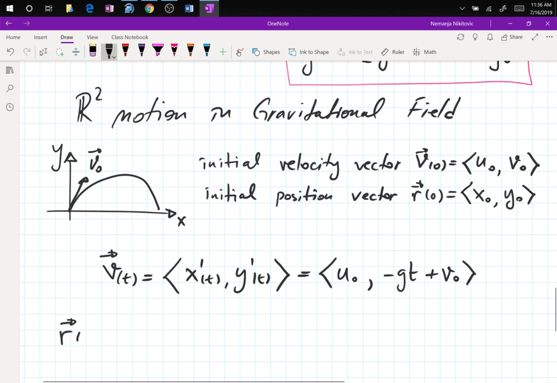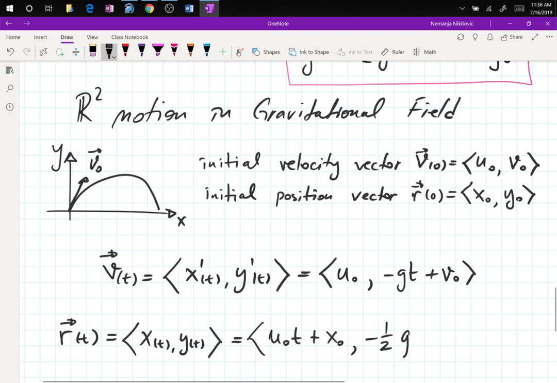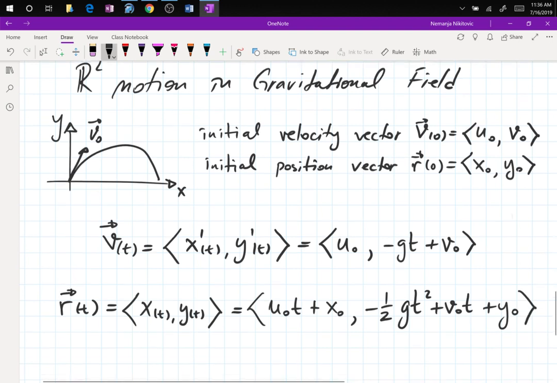Position vector r of t would be given by x of t, y of t, which is what we discovered earlier. And now we have our good old u0 t plus x0 for the position on the x-axis, and the y-axis is negative 1/2 gt squared plus v0 t plus y0, which is the equation I just derived a second ago.